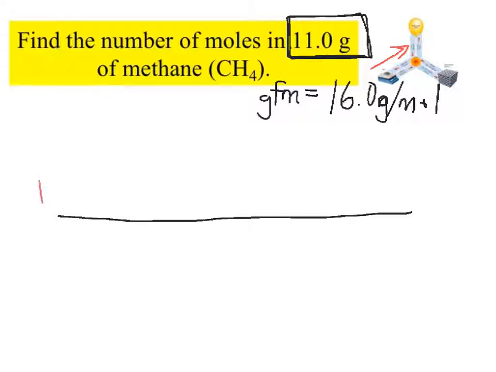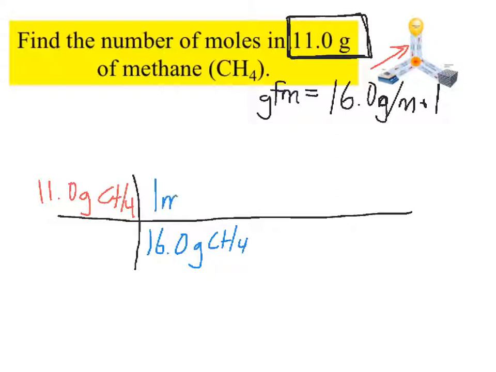So let's start with 11.0 grams of CH4. And again, I'm starting with grams, so that's why I wrote it in red, so that we understand that we're starting with something different this time. Now, I need to use my molar mass conversion factor, my GFM, in order to go from grams to moles. So in this case, 16 is going to go on bottom, 16.0 grams of CH4 for every 1 mole of CH4.